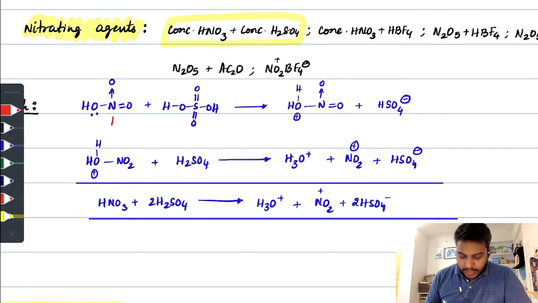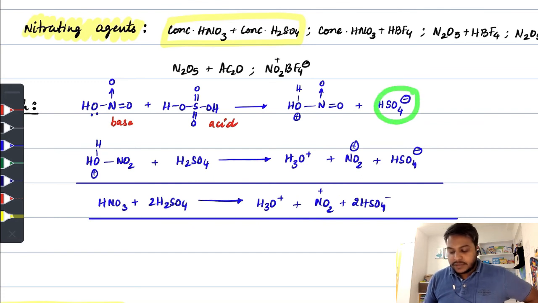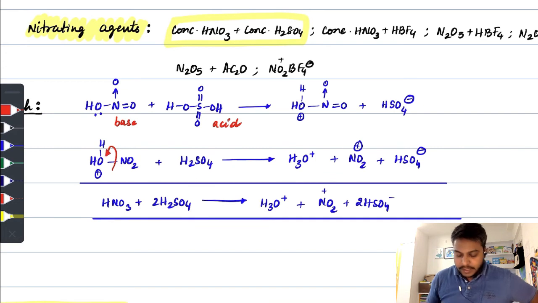You can imagine it this way: HNO3 is acting like a base, and H2SO4 is acting like an acid. So this will release H plus, the lone pair on OH will accept the H plus, we will get OH2 plus here, and H2SO4 will change into HSO4 minus. This would react with one more, a second mole of H2SO4, to create H3O plus, and NO2 plus will come out of it, because from here you can see this bond will break, NO2 plus will come, and HSO4 minus will remain.